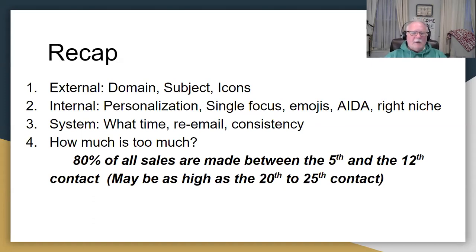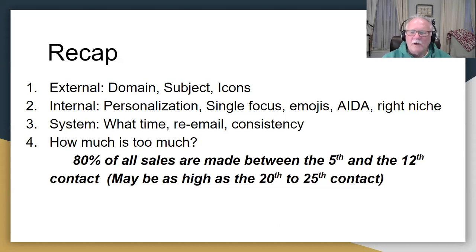So what have we talked about? We talked about things that get done ahead of time: get your own domain, learn how to write good subject lines, use those icons, those emojis, right? On the inside of the email, use personalization and a single focus. You don't want too many things in there to draw away from your main focus. Again, use emojis to add some highlight. Use the AIDA formula: attention, interest, desire, and action. Make a specific call to action.